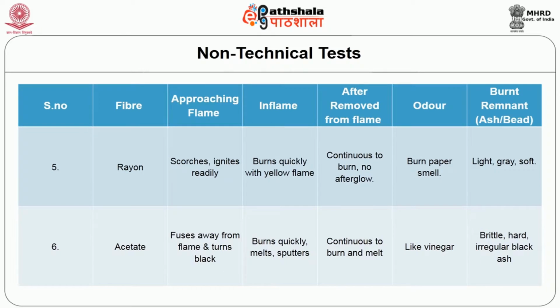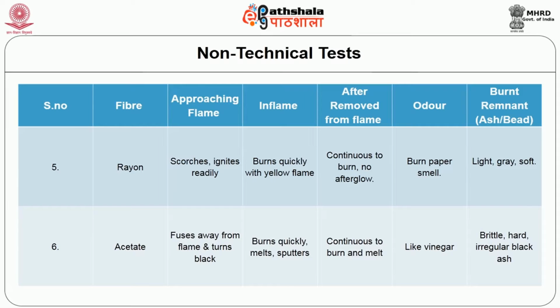Regarding rayon, it's a regenerated cellulosic fiber. While approaching flame, it scorches and ignites. In flame, it burns quickly. While removing from flame, it continues to burn. Regarding smell or odor, it is like pepper. Regarding ash, it is light and grayish.